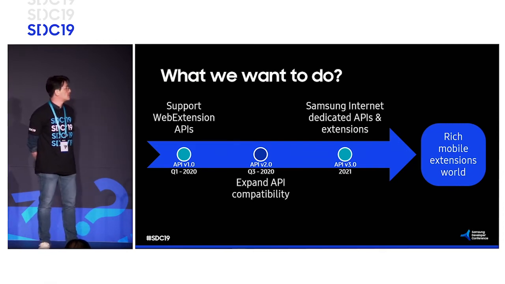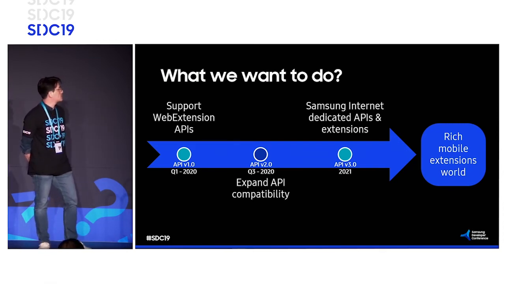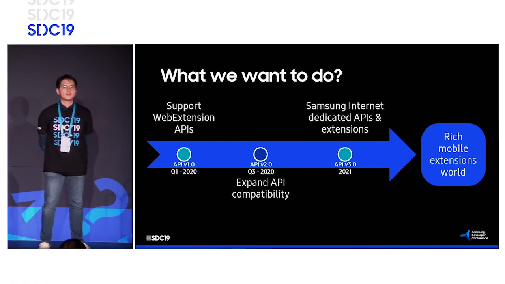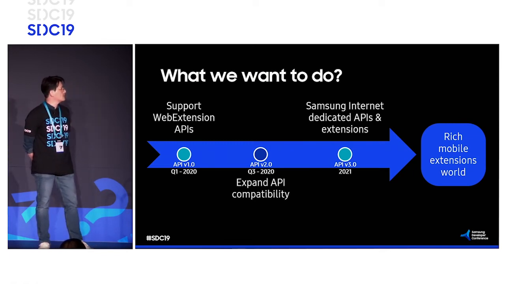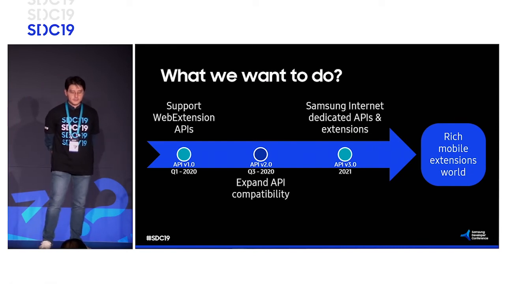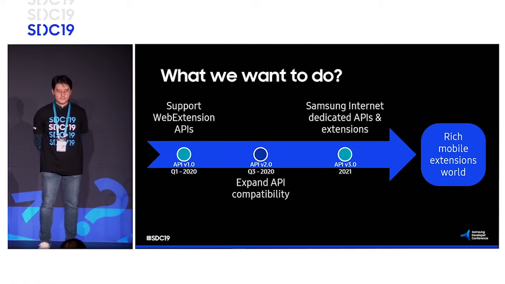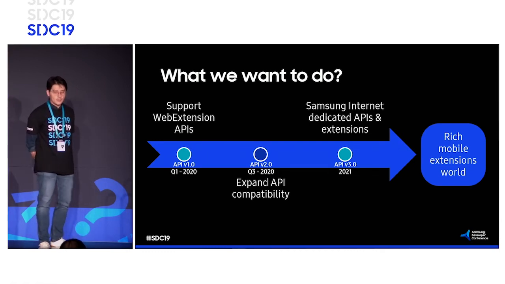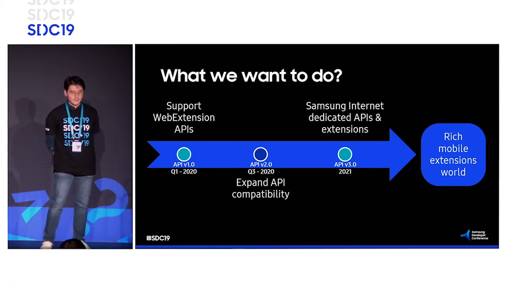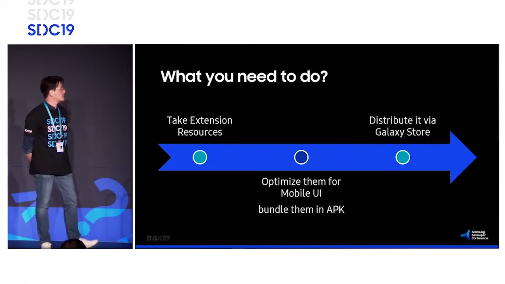After this first version, we are planning to release the second version by expanding the compatibility. And in the third version, we are planning to release the extension APIs with unique and mobile-oriented extensions to let developers make true mobile extensions for Samsung Internet.